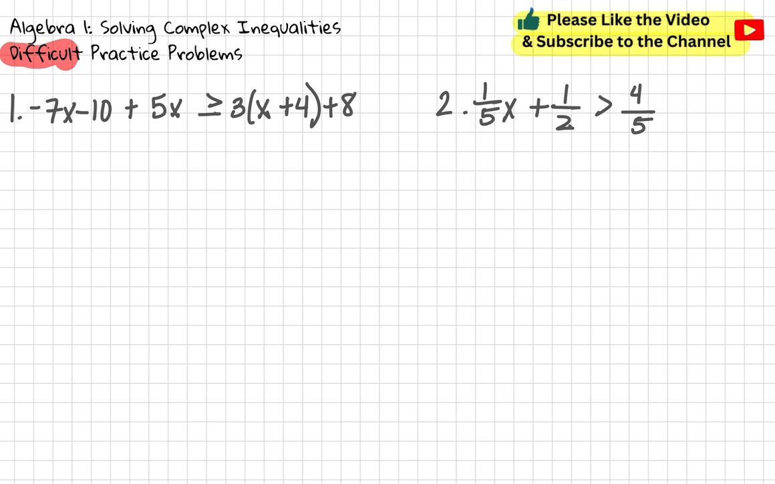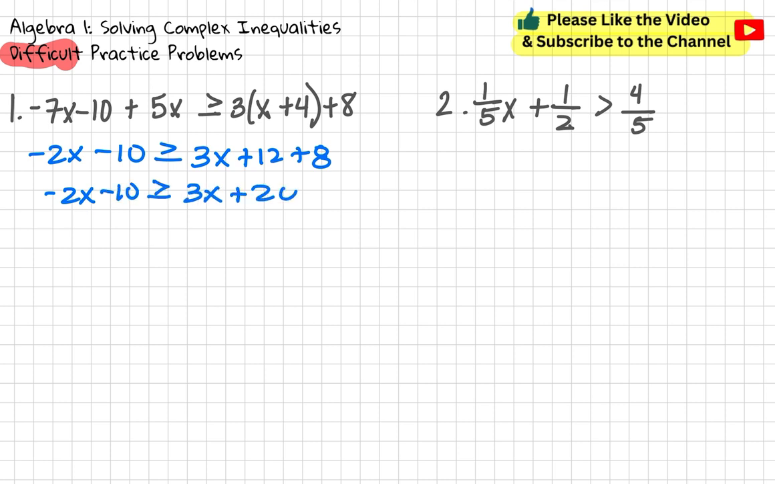So for number 1, we have a problem that is particularly very long. This means we have to simplify it and nothing more. It just takes us combining like terms and simplifying as much as we can. So on the left, I have a negative 7x and a positive 5x. That means I can combine that, and I'm going to have a negative 2x minus 10. And then I'm going to distribute on the right, so then I have 3x plus 12 plus 8. I can further combine that 12 and that 8 to be 20.